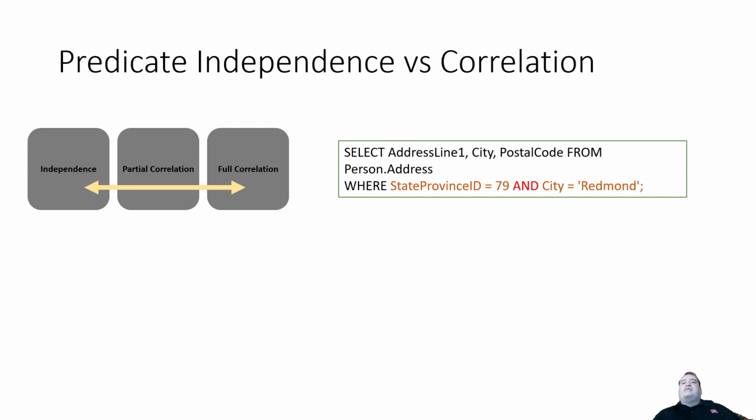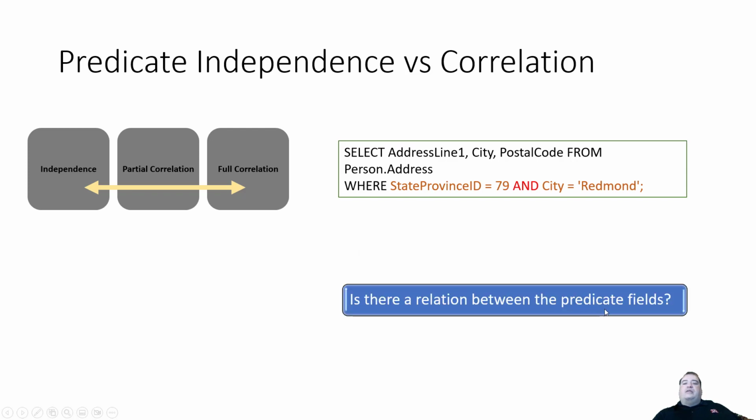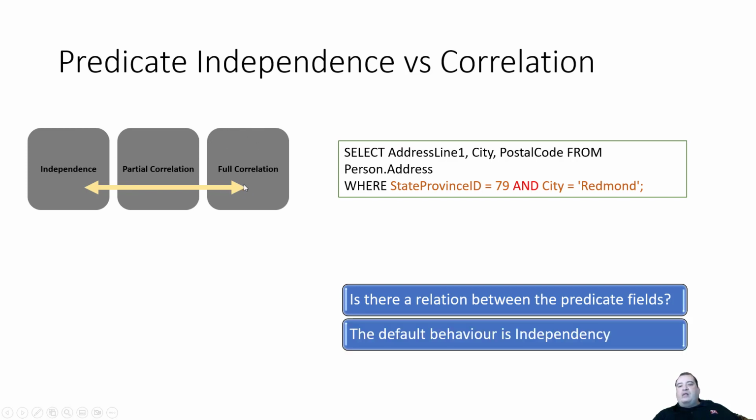So, predicate independence. Let's see this example. State province ID equal 79 and city equal Redmond. So there are 2 predicates in this query. And the cardinality estimator needs to decide if it will consider these 2 predicates related to each other, or if it will consider that they are independent. So, is there a relation between the predicate fields? That's the point. In complete independence, partial correlation or full correlation, these are the options.